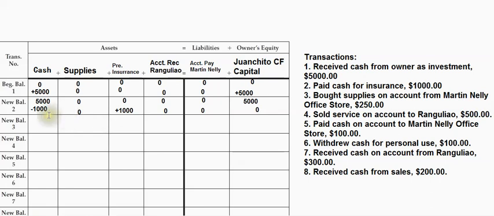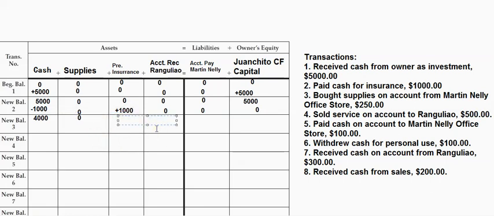Okay, now we have finished the second transaction, and I am going to calculate the new balance before I start doing the third transaction, right? So 5,000 minus 1,000 gives me $4,000. So starting from the third transaction, I have $4,000 of cash available. Supply, how much supply do I have? None.